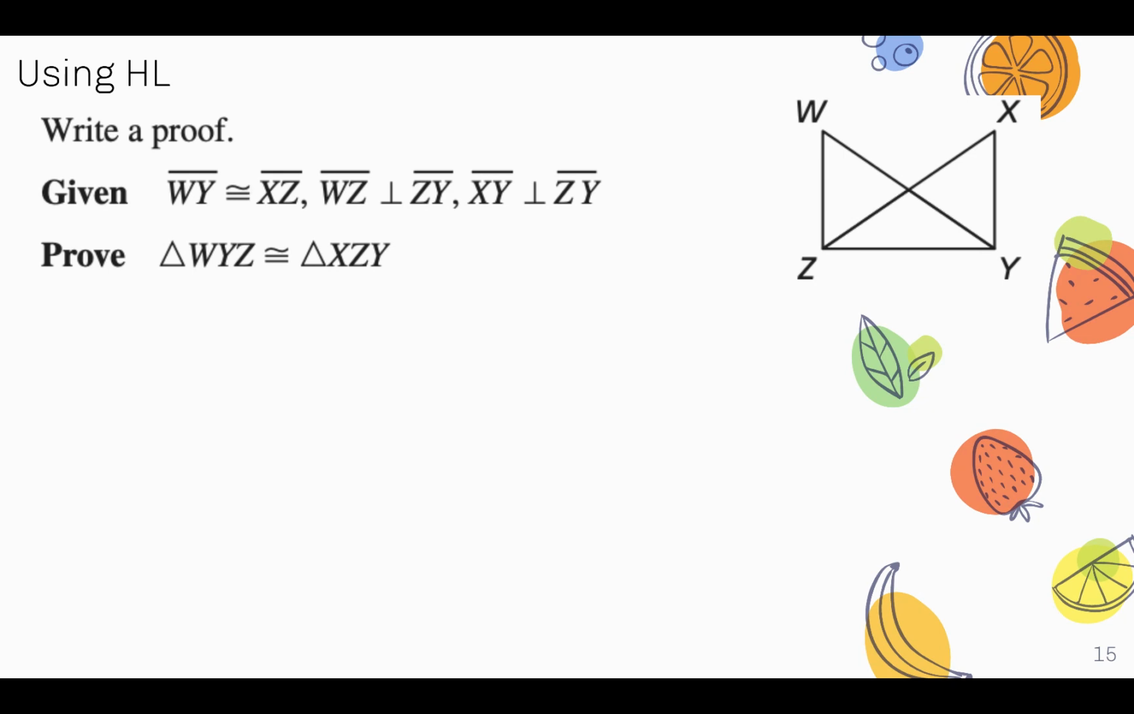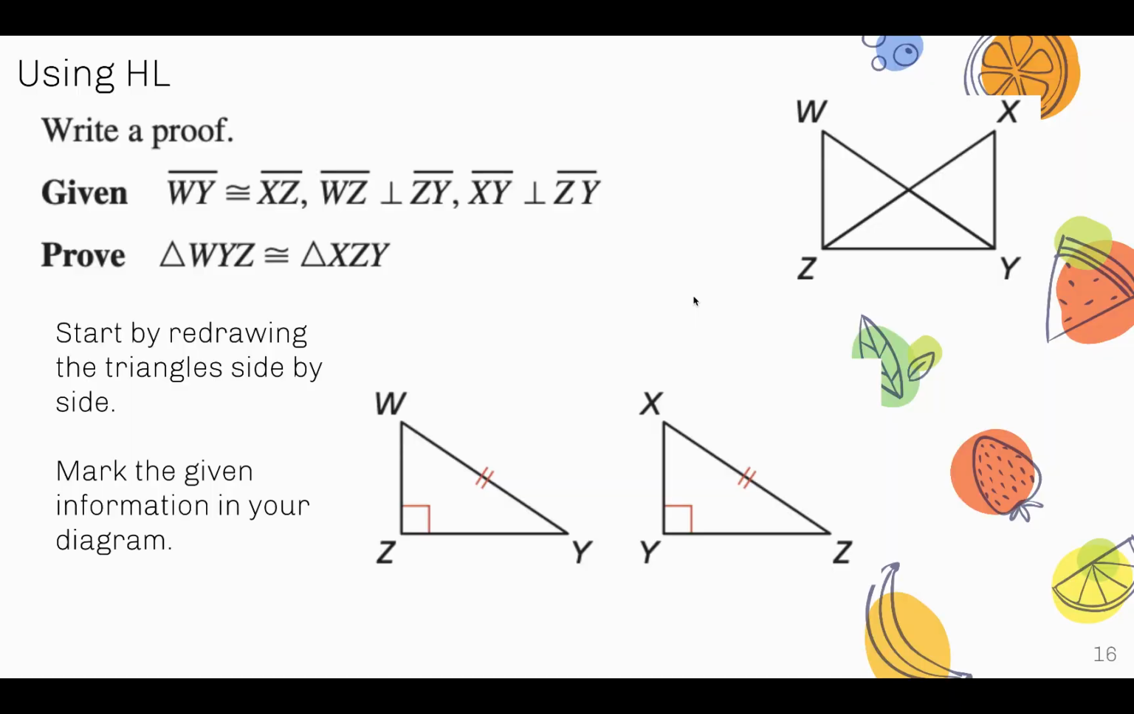Well, look for shared or common sides. Do you see any shared or common sides? Yes, you do. This bottom piece right here, side ZY, is congruent to side YZ. Okay, so now you have hypotenuse leg.